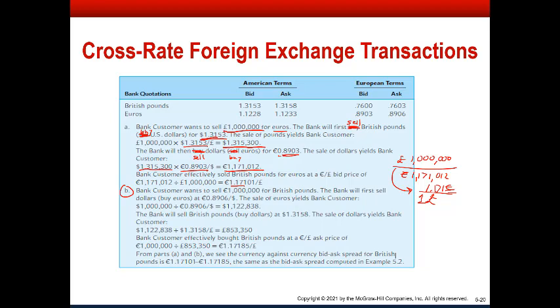Okay. And then example B here, which you can pause and look at if you'd like, just goes the other way around. You're going from euros to pounds. So you go from euros to dollars at this exchange rate. Then you go from dollars back to pounds at this exchange rate. And you see that you got essentially the same cross rate at the end, slightly different, probably due to rounding.